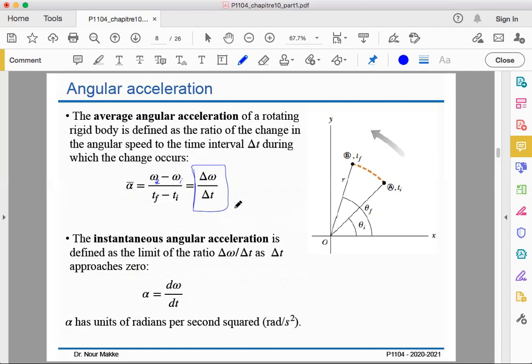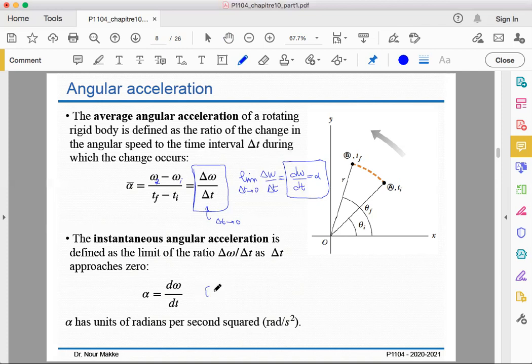And again, if we are not looking at a given time interval delta t, but we are looking at some instant or some moment in time t, which means that delta t approaches zero, then the limit of the ratio delta omega over delta t when the time interval delta t approaches zero defines the instantaneous angular acceleration, which is denoted by alpha. And by definition, this limit is nothing else than the derivative of the variable omega with respect to time. And so this is why we define the instantaneous angular acceleration by the derivative of omega with respect to time.